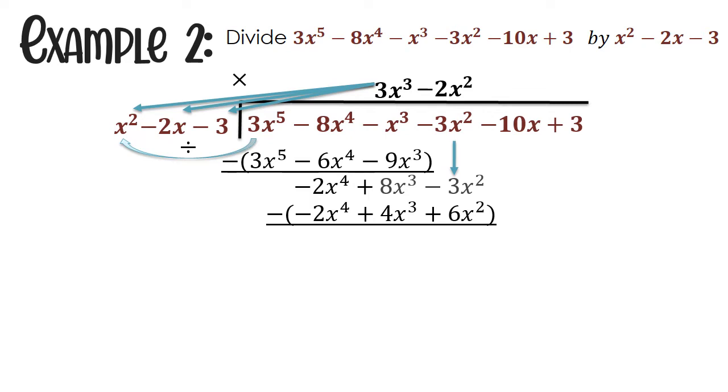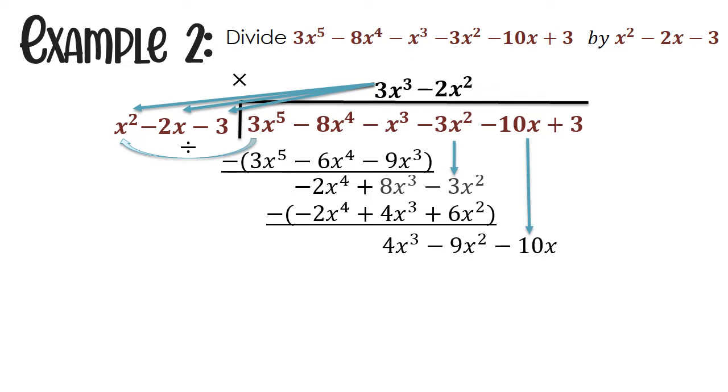8x cubed minus 4x cubed is 4x cubed. Negative 3x squared minus 6x squared is negative 9x squared. And then bring down negative 10x. Again, we have a new polynomial: 4x cubed minus 9x squared minus 10x.